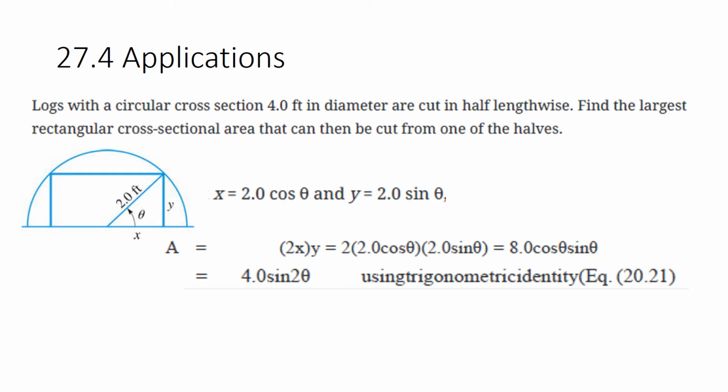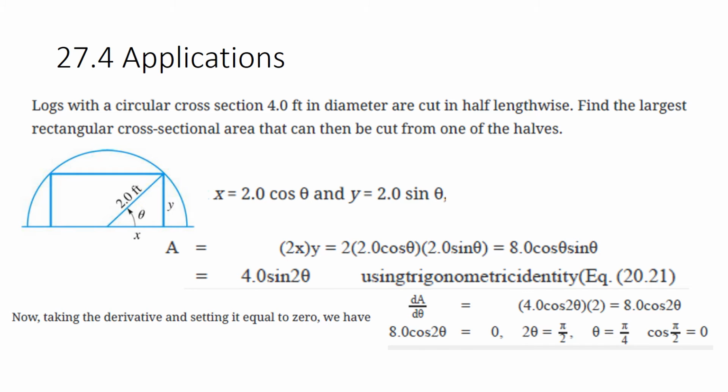Now I want to use the trigonometric identity from chapter 20. I don't know if you remember that. Cosine theta times sine theta is simply 1/2 sine 2 theta. That's a trigonometric identity. You don't have to memorize it, but if you remember from algebra, there were a lot of little tricks you could use with trigonometric functions. So I'm going to replace cosine theta sine theta with 1/2 sine of 2 theta, and 1/2 times 8 is 4. So we know that the area is 4 times the sine of 2 theta.